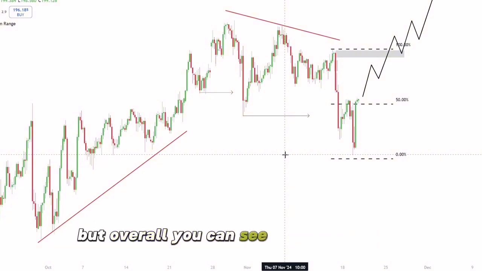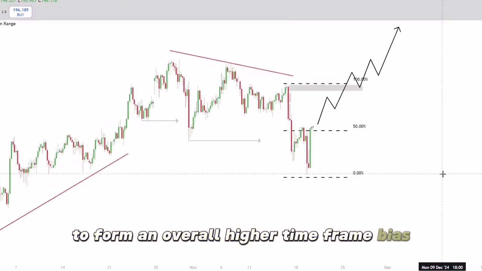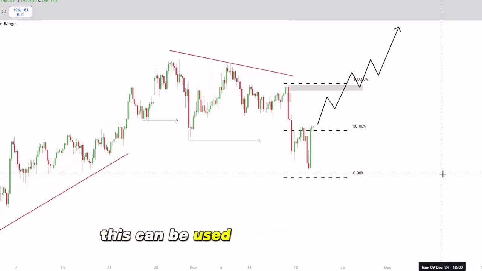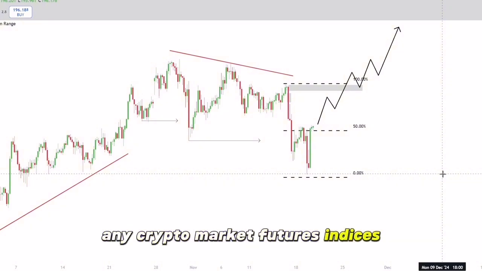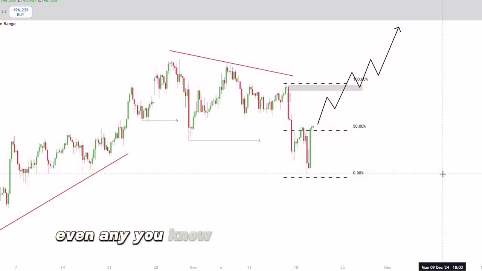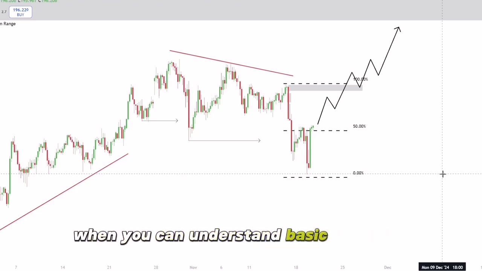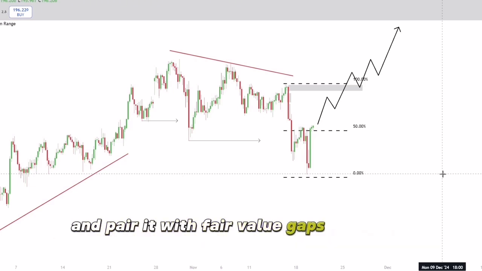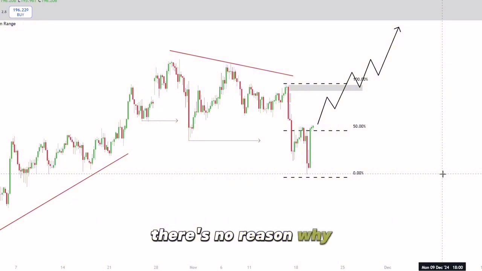But overall, you can see how we're using all the different concepts of liquidity, of PD arrays, of dealing range, basic market structure to form an overall high time frame bias. And yes, I'm going to answer the questions. This can be used on any forex pair, any crypto market, futures, indices, gold, even any country stock market. When you can understand basic structure and pair it with fair value gaps and basic liquidity, there's no reason why you can't sieve out a high time frame bias in pretty much any market.